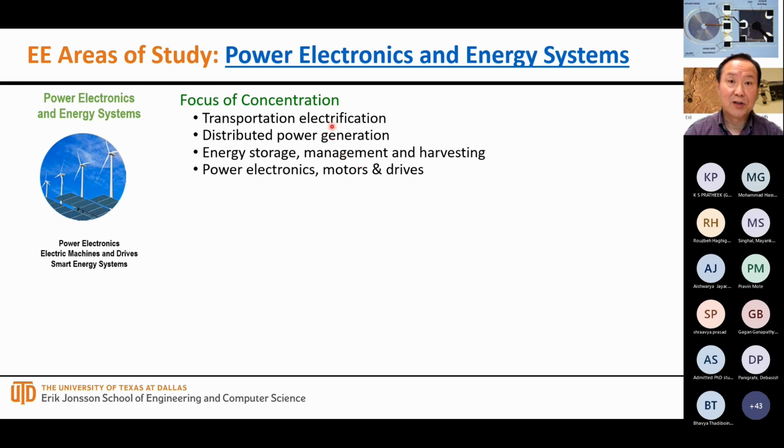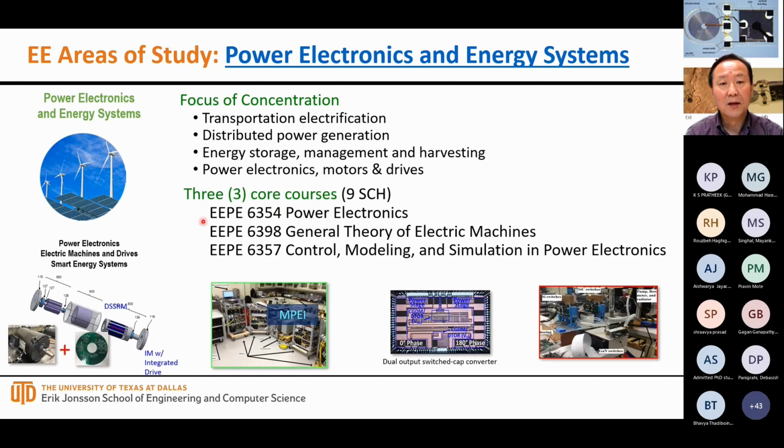The third concentration in EE that I want to talk about is power electronics and energy systems. With transportation electrification, this is a really hot concentration these days. Distributed power generation, power electronics, and motors and drivers are the focus of this concentration. The 3 core courses include power electronics, general theory of electric machines, and control modeling and simulation in power electronics.